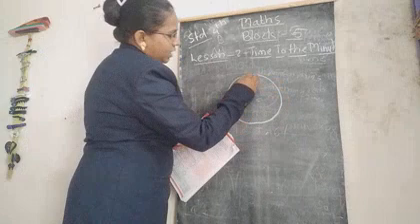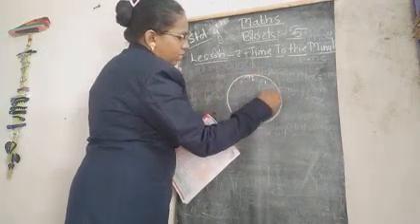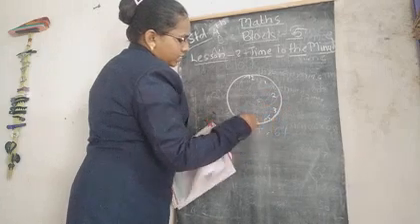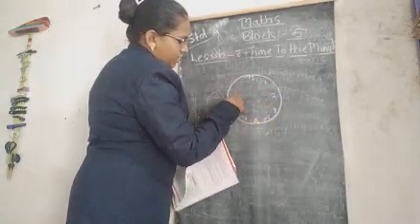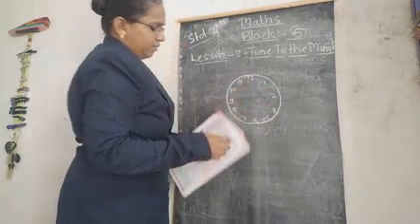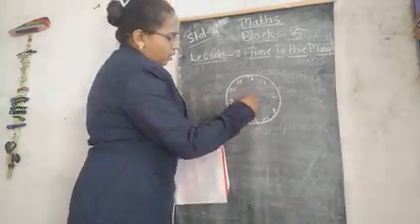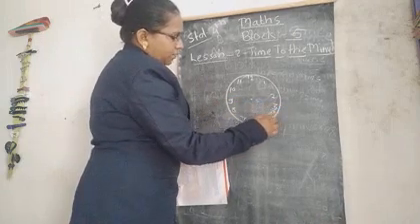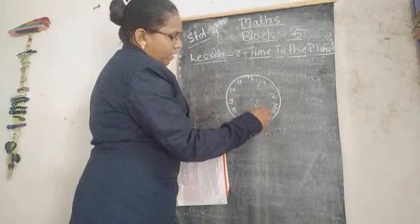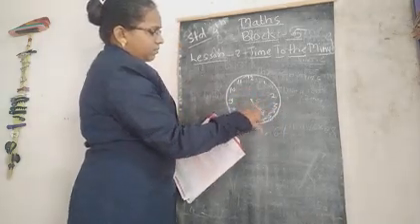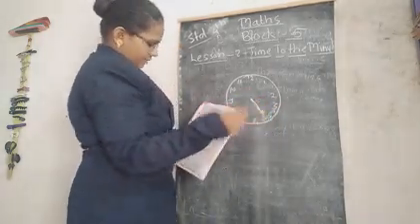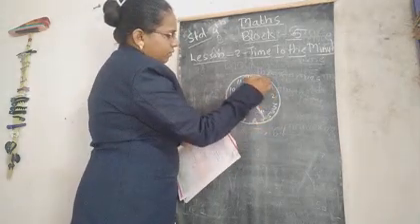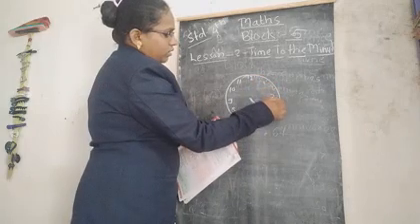Okay, and here they give the numbers 12, 1, 2, 3, 4, 5, 6, 7, 8, 9, 10 and 11. And here they give the small hand on the number. Small hand is present on the number 5. Then the minute hand is present after, suppose, 1, 2, 3, 4, 5.